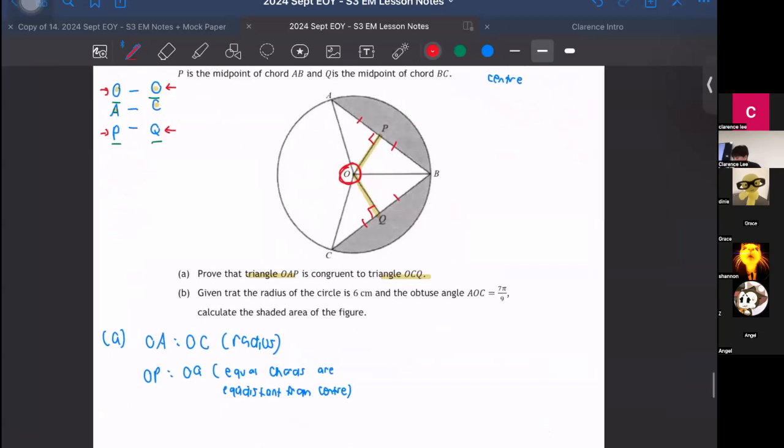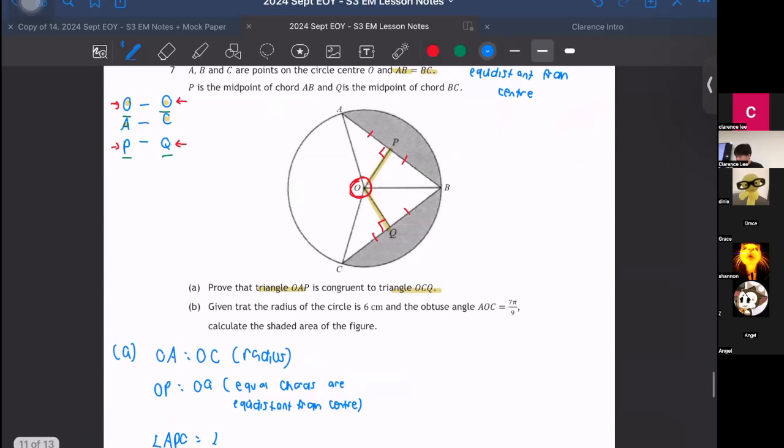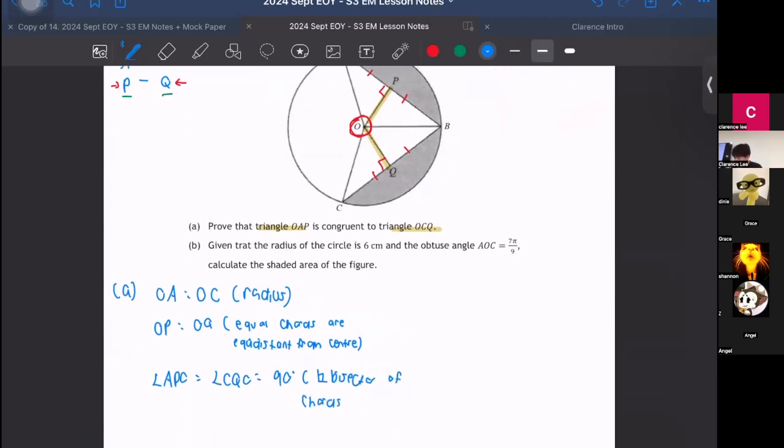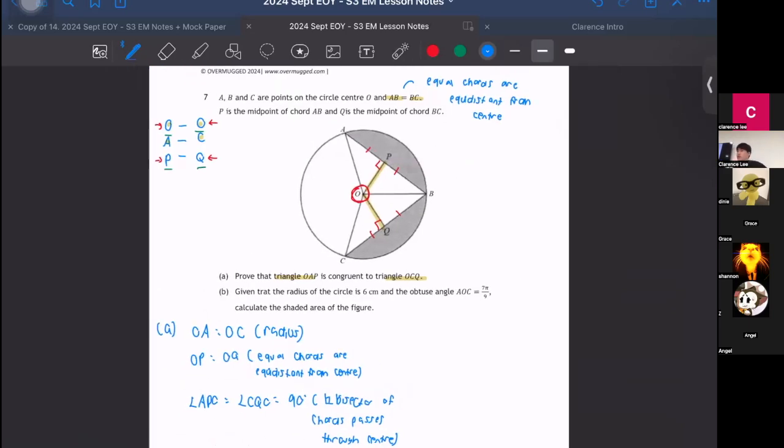So therefore, angle APO, and on the other side you must name it as CQO, is equal to 90 degrees because the perpendicular bisector of a chord passes through the center. So it is a bit of a reverse psychology thing. Normally the property tells you that the perpendicular bisector of a chord passes through the center of the circle. That's where you draw and it cuts the center. But now we don't know whether it's a right angle or not. But because we know that it's a bisector and it passes through the center of the circle, we can conclude that it's a right angle. Okay?